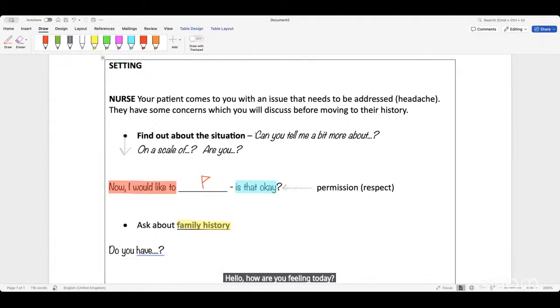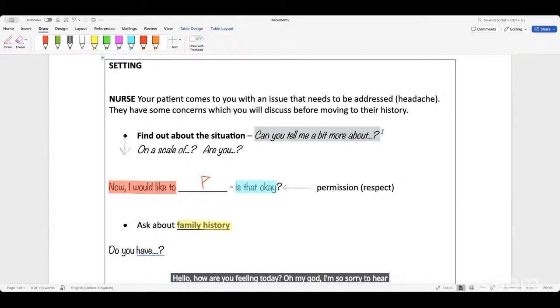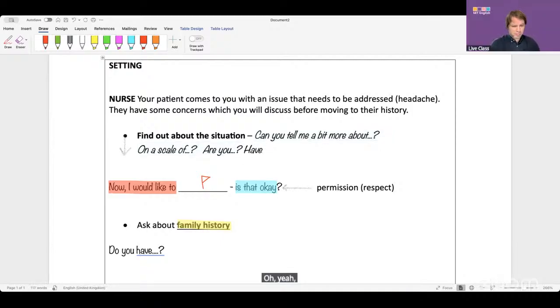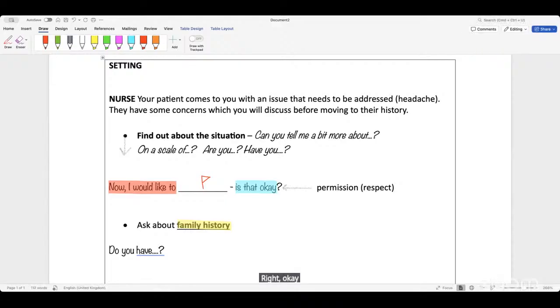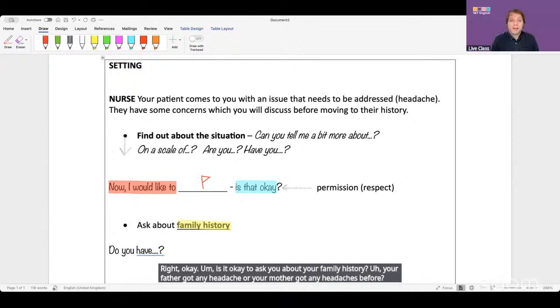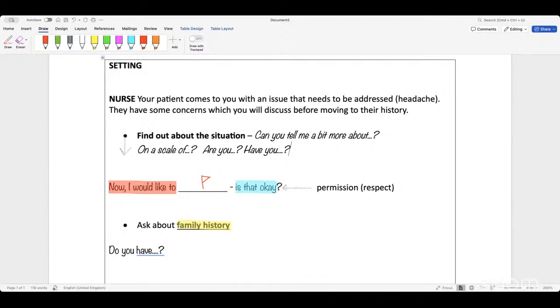Oh, I've got this terrible headache. Oh my God, I'm so sorry to hear that. Have you taken any medication for that? Oh, yeah, I'm taking just paracetamol. Right, okay. Is it okay to ask you about your family history? Your father got any headache or your mother got any headaches before? Yes, it's okay to ask me. Okay, so I'm not sure what to.